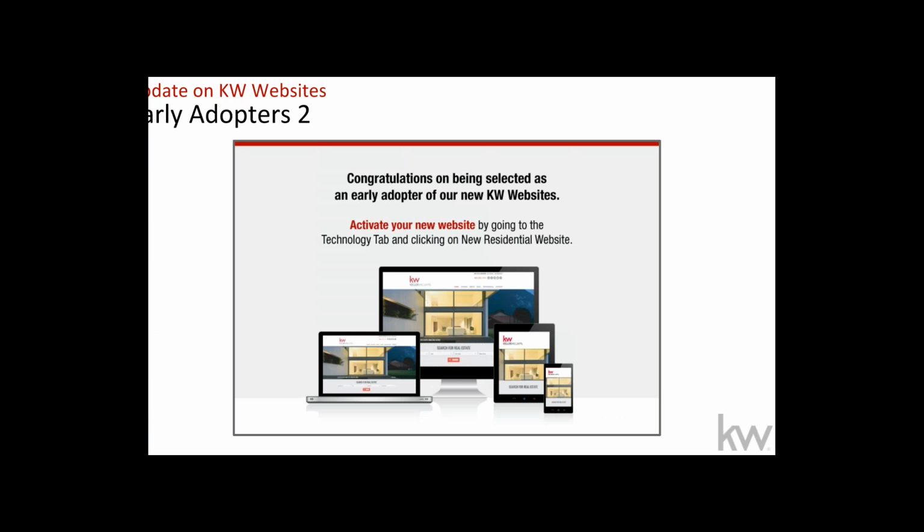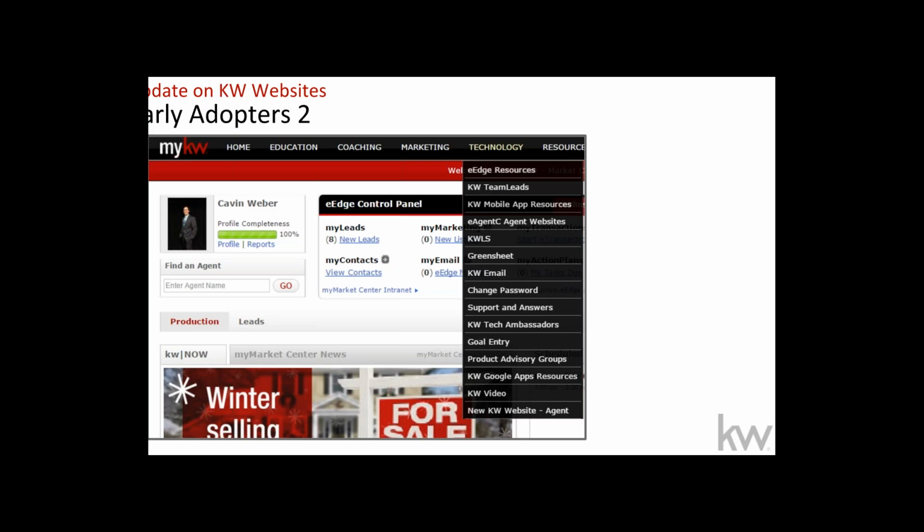So as an early adopter, you're going to see this. You'll come up and you will see this pop-up menu. So when it goes live, associates who receive the email will see this when they log into MyKW. It is the pop-up menu, and it'll say, "Hey, congratulations, you've been selected as an early adopter." Just simply click on the technology tab, and then click on your new residential website, which is actually right here. So this is what you'll see.